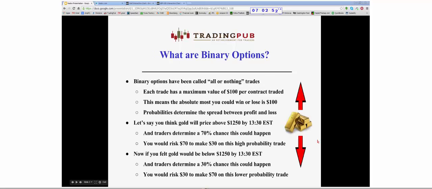Okay, so what are binary options? They've been called all-or-nothing trades. If you ride a contract out to expiration, you're going to win some portion of $100 or you're going to lose it all. That means all you can lose is $100, or win $100 or some fraction of that. And your probabilities determine the spread between profit and loss.